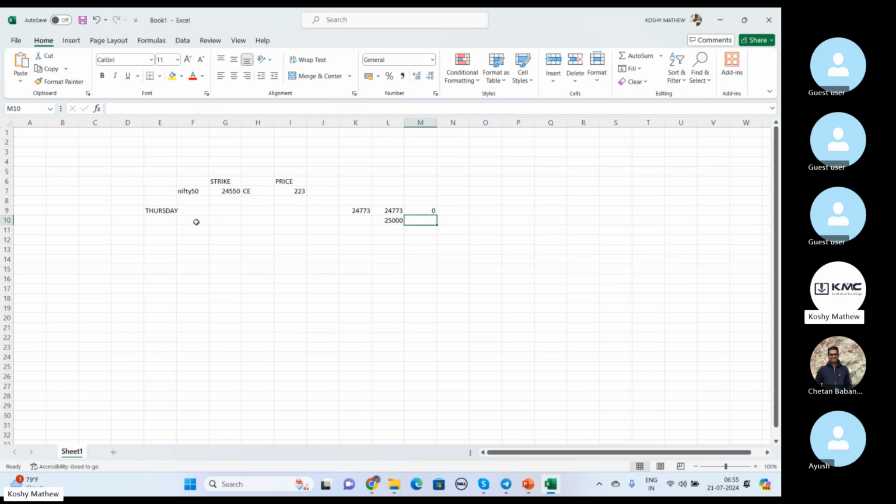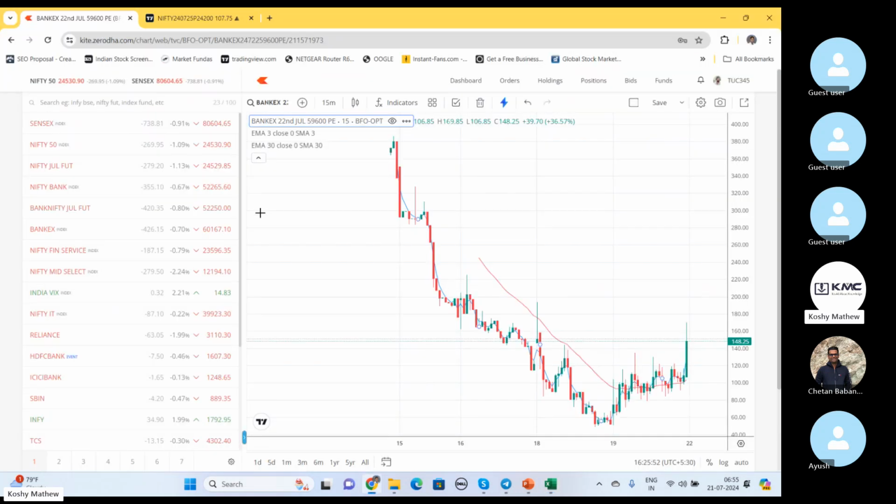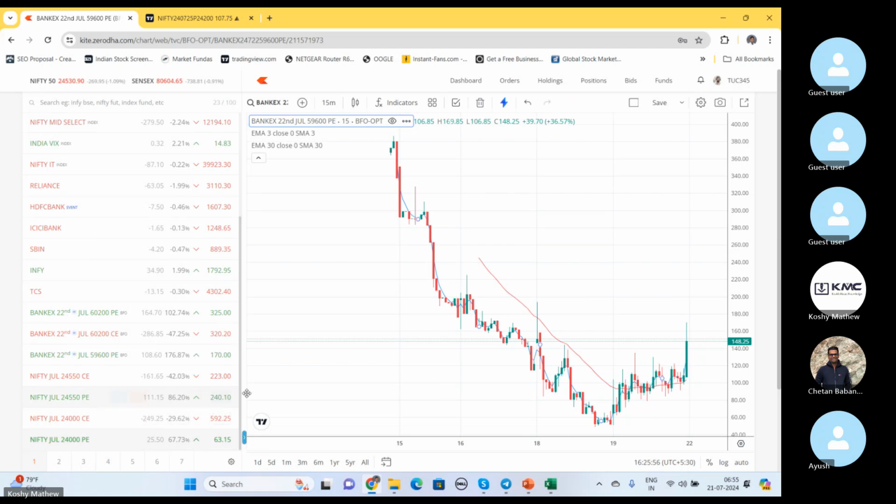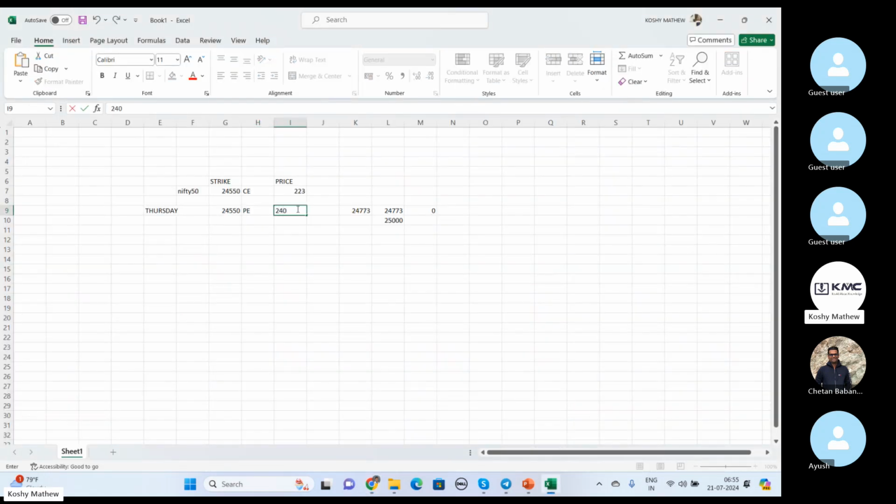On the contrary, if you're buying a 24,550 put for a premium of 240 rupees, in the same way, after 1 week, you're expecting Nifty to be where? Sorry, not plus. It is a put, so it has to be 24,550 minus 240. If Nifty goes to 24,310, you'll make zero profit, which means you're at break even. If it goes below this, less than 24,310, that is when the profit kicks in for a put buyer.